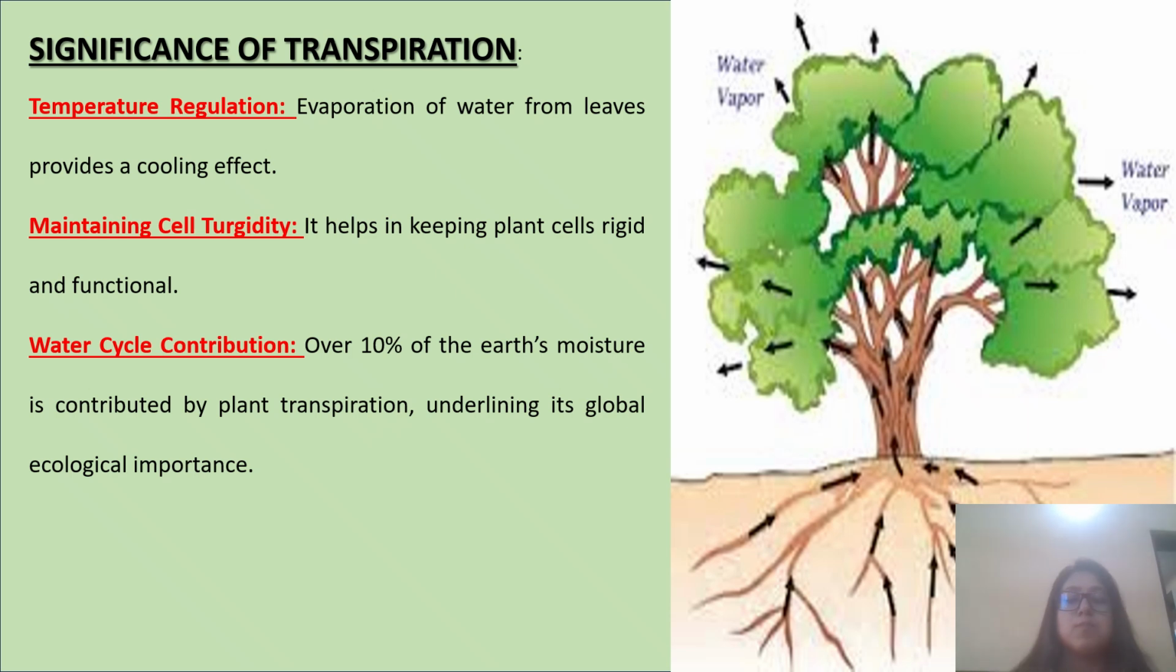Next, the significance of transpiration. Temperature regulation: evaporation of water from leaves, or transpiration, provides a cooling effect. So, the temperature is regulated in the plant. Maintaining cell turgidity: it helps in keeping plant cells rigid and functional. Water cycle contribution. Over 10% of the Earth's moisture is contributed by plant transpiration, underlining its global and ecological importance.